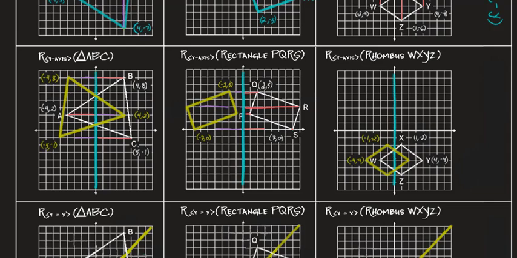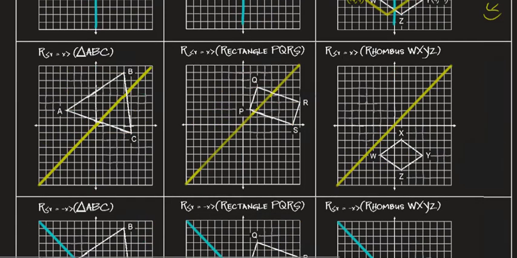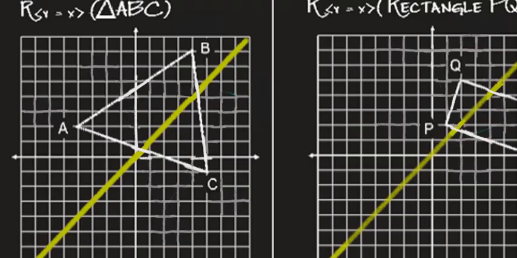When reflecting over the y-axis, you can use this rule: (x, y) becomes (-x, y). Notice in each of these three examples, the y-coordinate remained the same and the x-coordinate changed its sign. In these examples, you will reflect over y equals x.